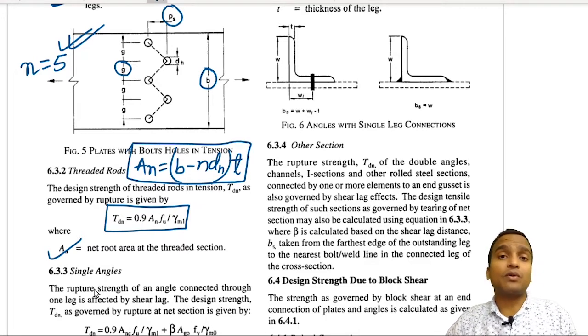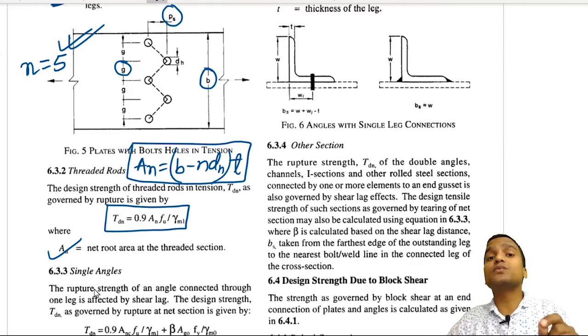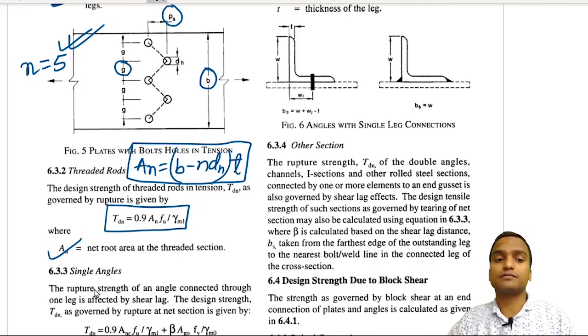But in case of rolled section, the calculation of net sectional area is a little different. So first of all, I will talk of the single angles. Now what do I mean by single angles? That means there is a built-up section, just like you see here, and one single angle is connected with the plate or the gusset plate.